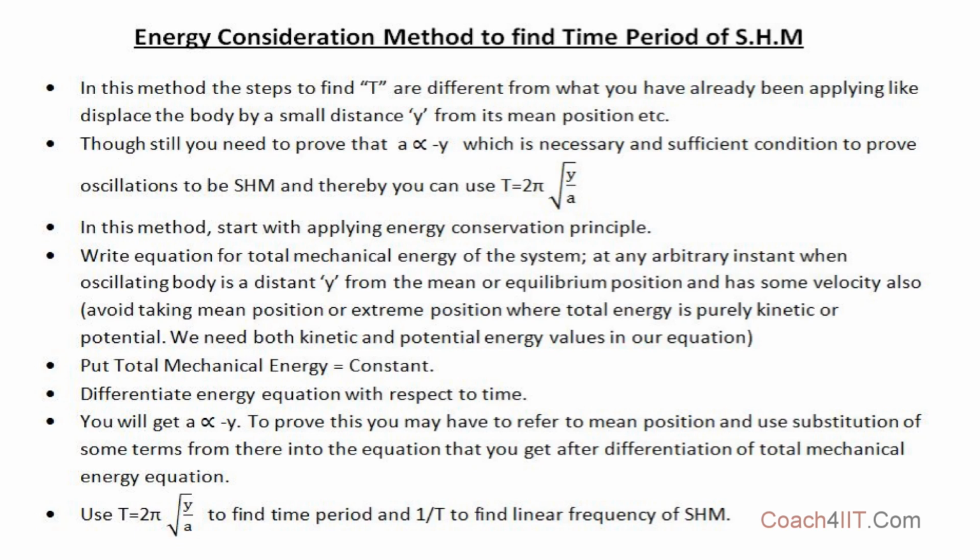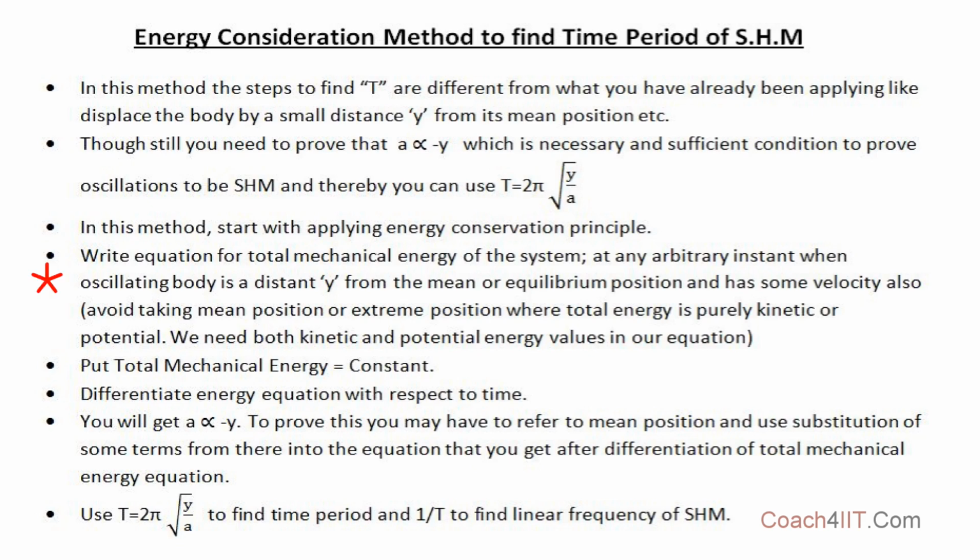When we come to point number 2, it says we intend to prove that acceleration is proportional to minus y. This is for linear SHM. And if we are talking about angular SHM, over there we shall try to prove that alpha is proportional to minus theta. Once this is proved, then for linear SHM we can use the formula T is equal to 2 pi under root y by a. And if this is angular SHM, you know it very well, we use T is equal to 2 pi under root theta by alpha.